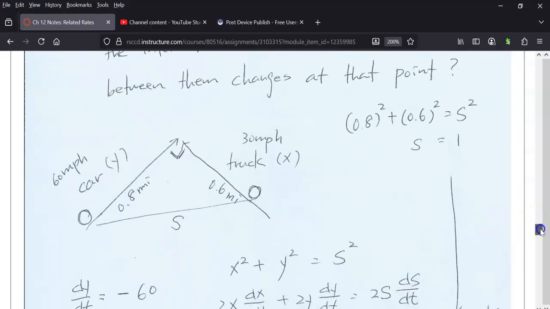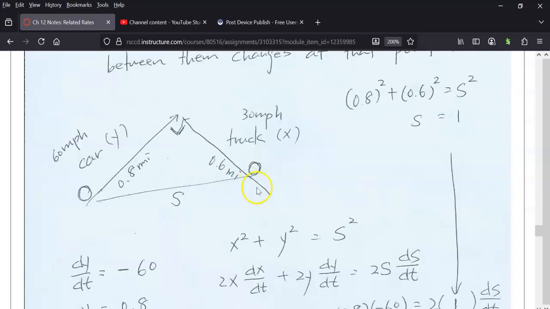All right, so here's a picture. You have a truck going towards the intersection, and a car going towards this intersection. Now the distance between them keeps changing, right? If you look at this picture here, that's definitely the Pythagorean theorem. So we're going to let s be the distance between them, x be the truck, and y be the car.